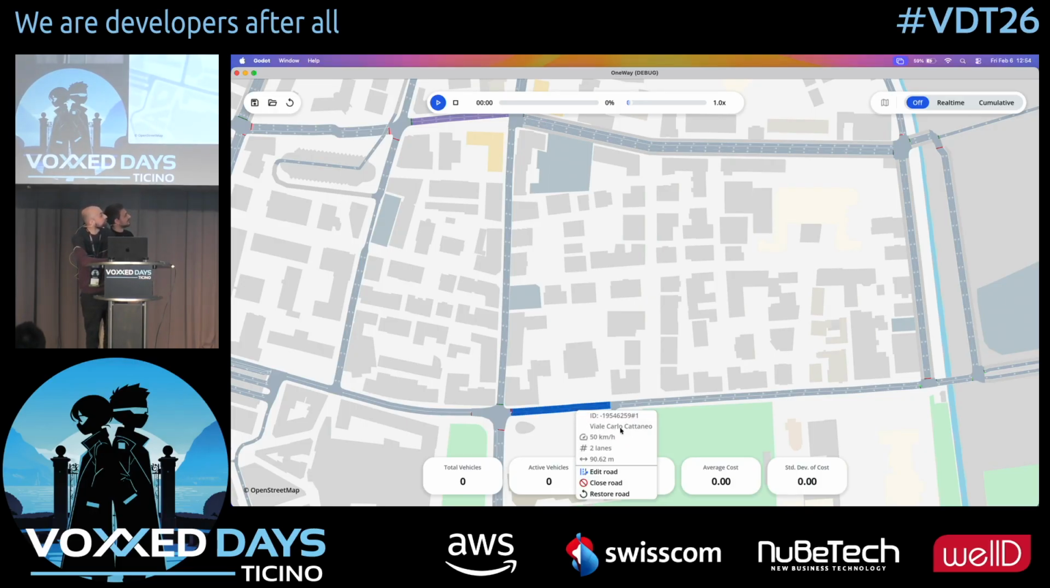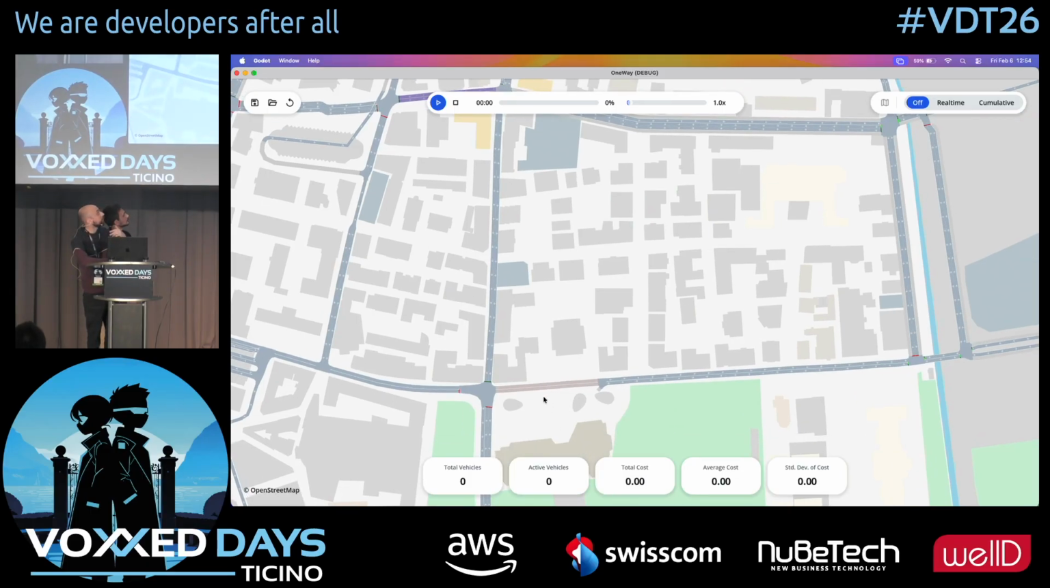So we can see the information about a street, like this Viale Carlo Cattaneo. We know the max speed of this street, so that the vehicles follow the max speed, the number of lanes, and the length. We can have some operation. For example, we can close the road. This will make it so that the next time we run the simulation, this road is inaccessible for the vehicles, and we can see if closing this road, how much does it impact the cost of the traffic. And we can also restore the road to make it open again.